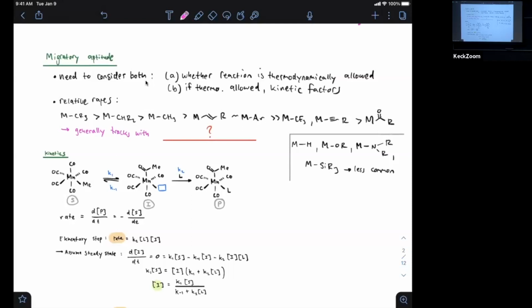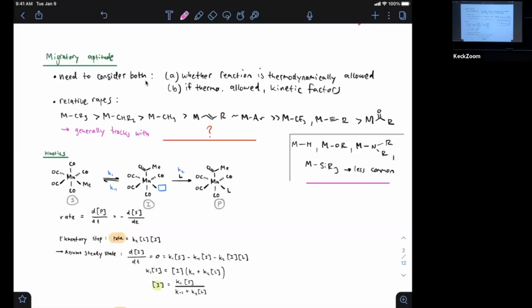And so for this elementary step, we need to consider two factors, sort of a tiered process. The first is just whether this overall migratory insertion process is thermodynamically allowed, thermodynamically favored or not. And in some cases, the answer is no, and then the process is not going to take place. The cases in which it is thermodynamically unfavored are shown in this gray box. Those are metal hydrides, metal alkoxides, metal amidos, and thiol ligands. Can't do this, it's less common.